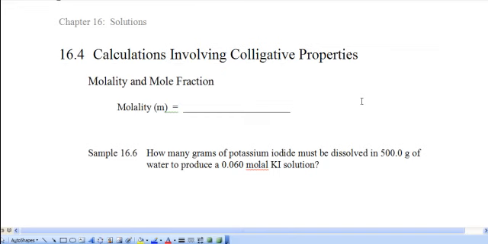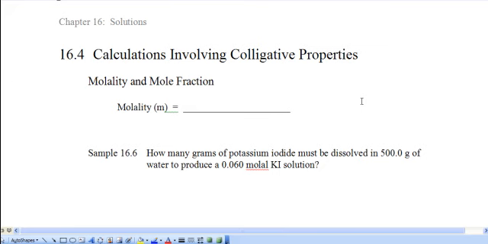And welcome to 16.4 Calculations Involving Colligative Properties. In this section, we're going to take a look at those colligative properties that we explored in 16.3, particularly freezing point depression and boiling point elevation, and we're going to show you how to do the calculations to figure out how much the temperature is going to change when you add a solute to a particular solvent.